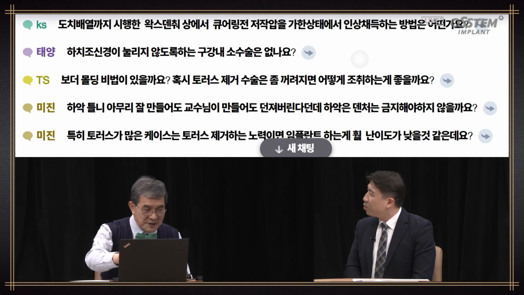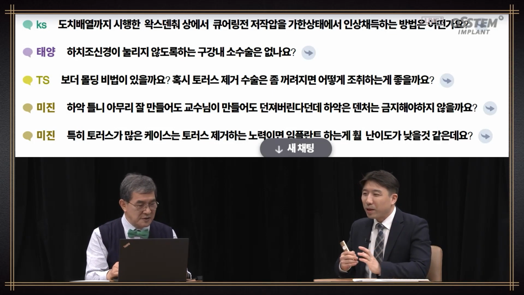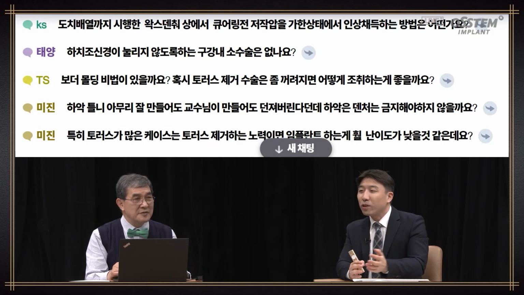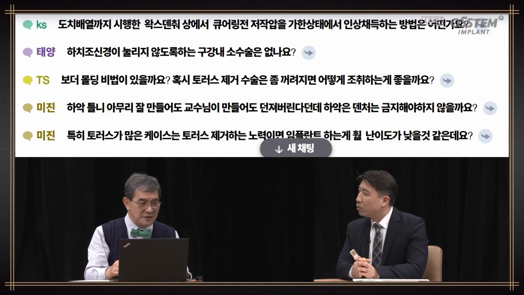Today, the focus is on the lower. If you do the closed mouth technique, in the case of the lower, tongue movement is very important, therefore considerations need to be made.